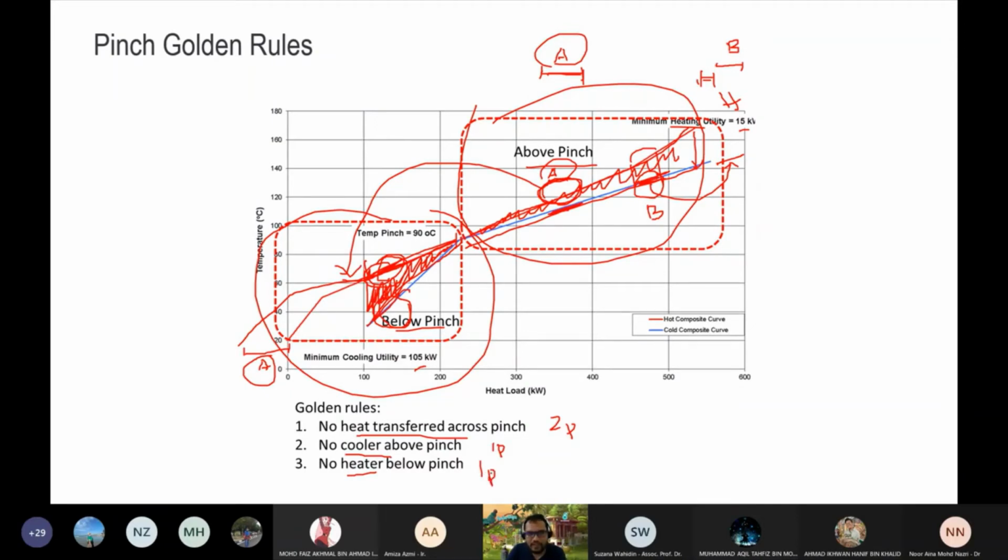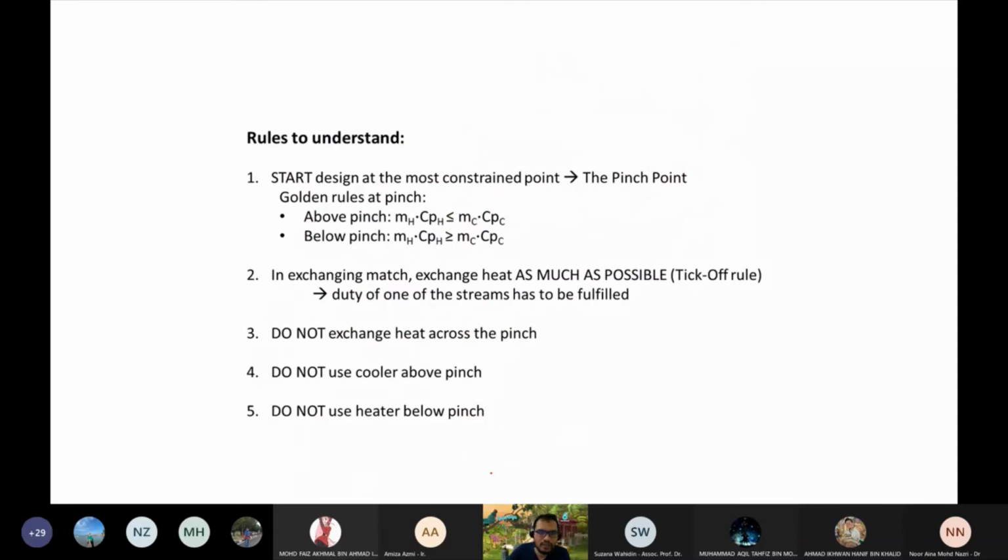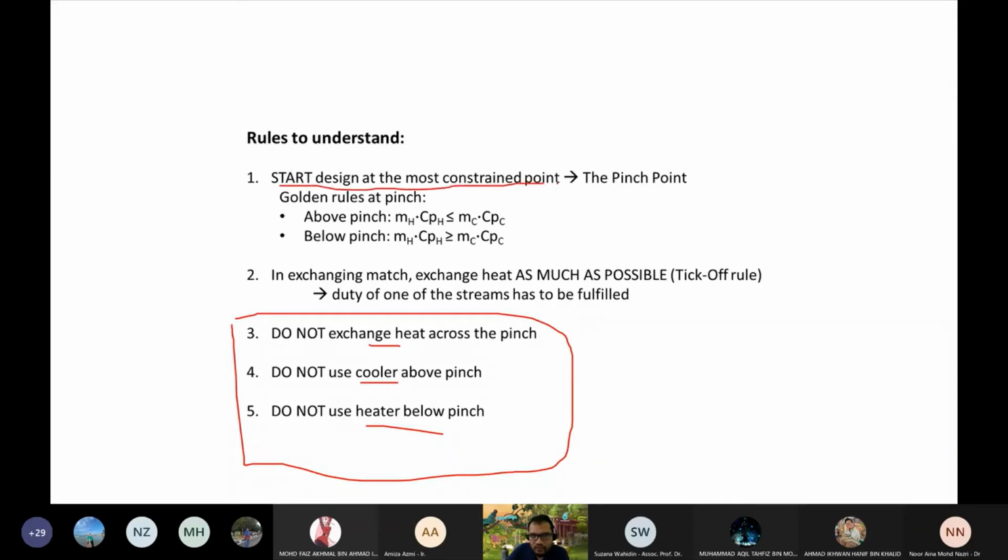By having these three rules, yeah, these are the three rules: do not exchange heat across the pinch, do not use a cooler above the pinch, do not use a heater below the pinch. And then we start at the most constrained point. When we design this, we start at the most constrained point, which is the pinch point. So these are the rules, but I think you don't need to memorize them. I will show you why the rules are what they are in a minute.